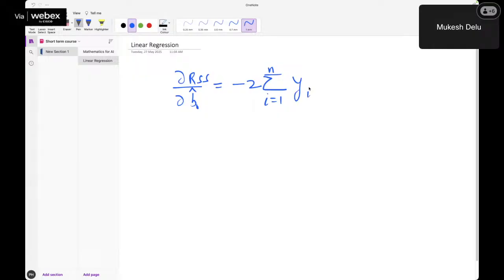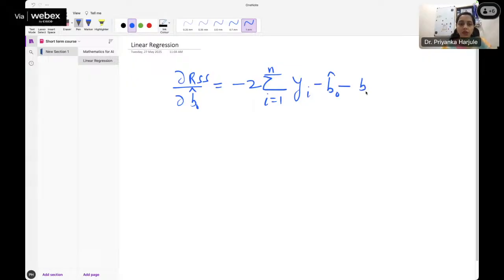So this is how you can take the first derivative, a partial derivative, of RSS with respect to b0 cap.